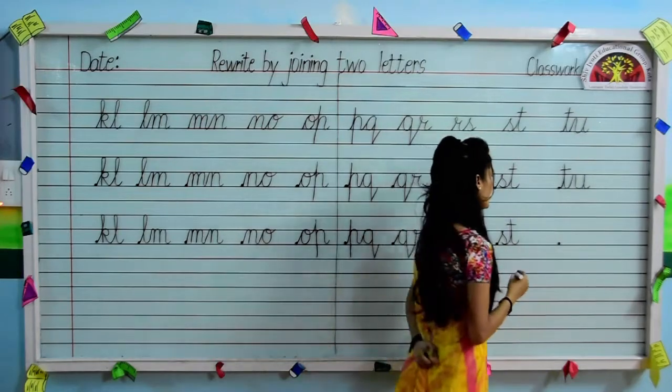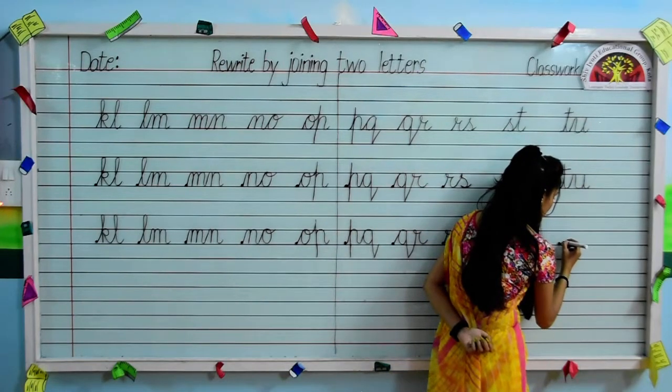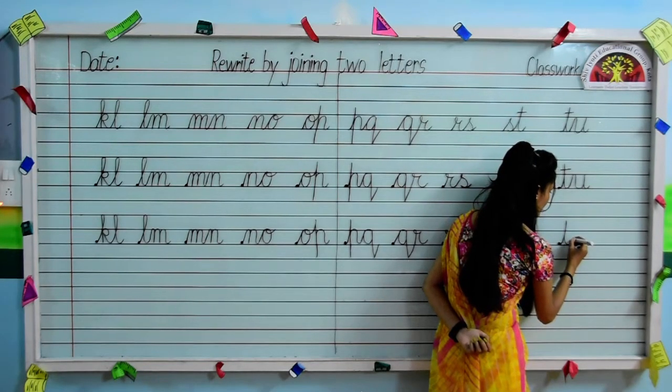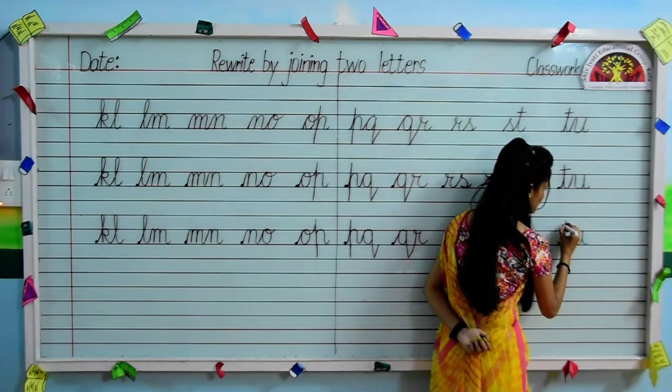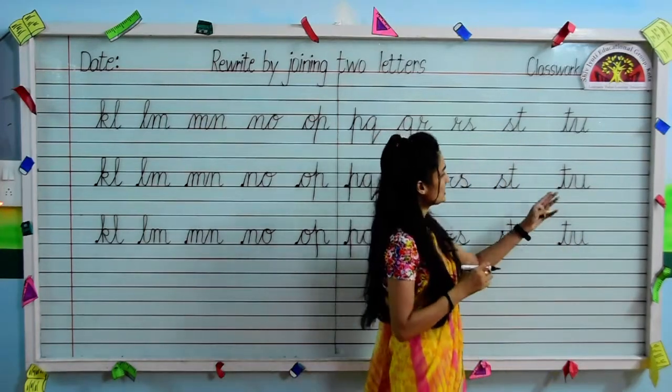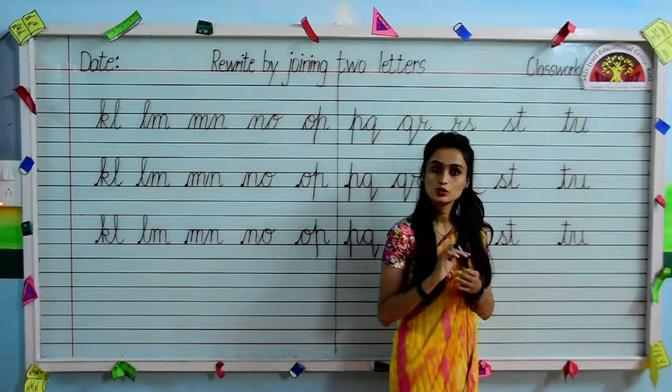Okay, let's see once again. Firstly, we will make letter T like this, and from the end point of letter T, we will make letter U and we'll put a sleeping line in the middle. So this way you have to write your letter T, U together.